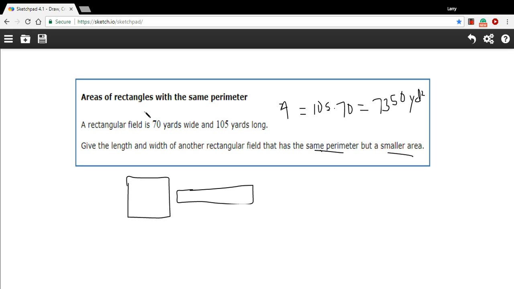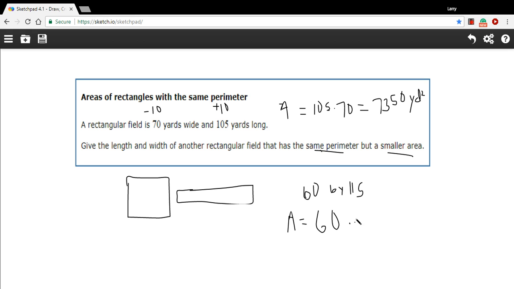So we could take 10 yards off of the width and add 10 yards to the length. That would stretch out the length a little bit. And if we did that, we'd have 70 minus 10 is 60 by 115. Now what this means is the perimeter would be the same. I'm not going to calculate it here, but you could. 70 plus 70 plus 105 plus 105 is going to equal the same as 60 plus 60 plus 115 plus 115. But let's calculate the area now of this new rectangle.